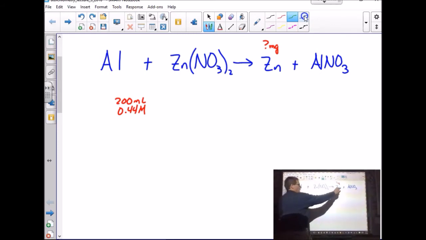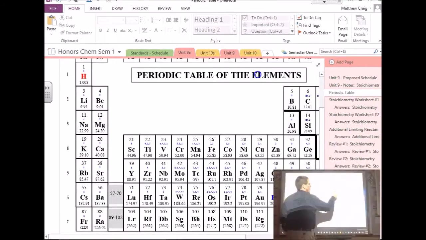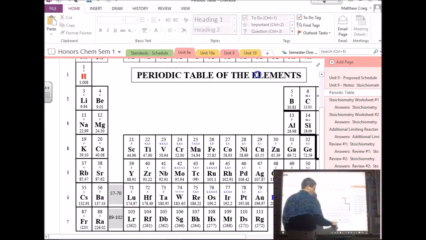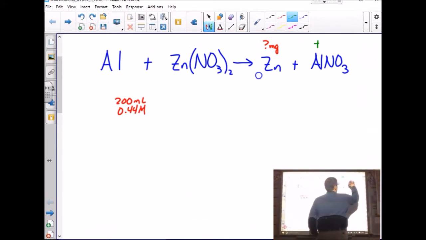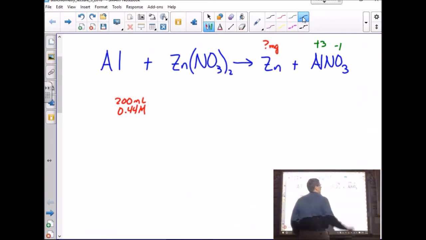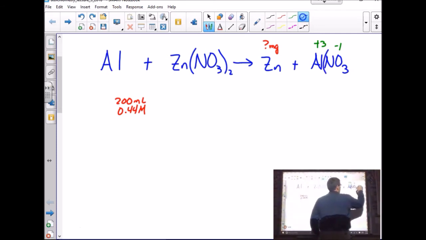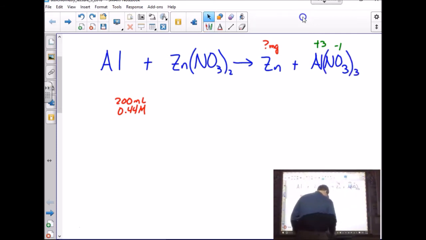And let's come over here to the aluminum. What's the charge on aluminum? +3, very good. So when you look at your periodic table, +3 is right there, and you'll always have access to that. So +3, and nitrate is still -1, so we need how many? 3 of those. So that's going to look kind of choppy there. And let's get rid of that.